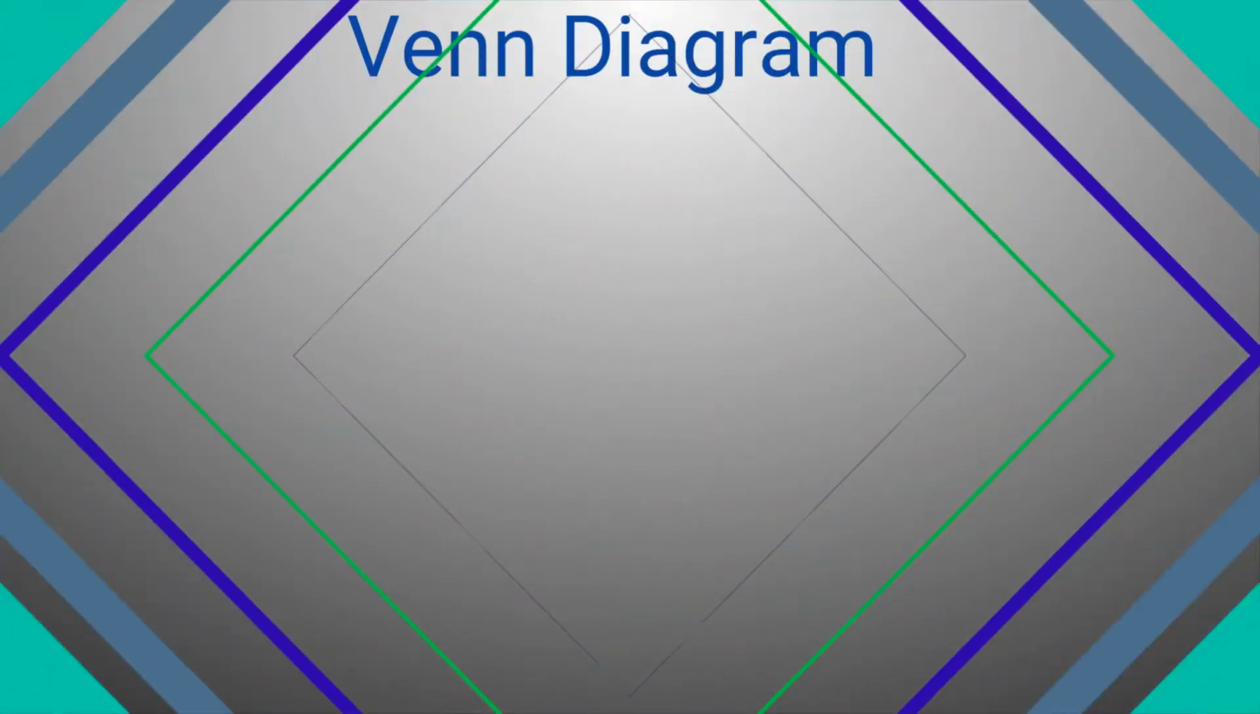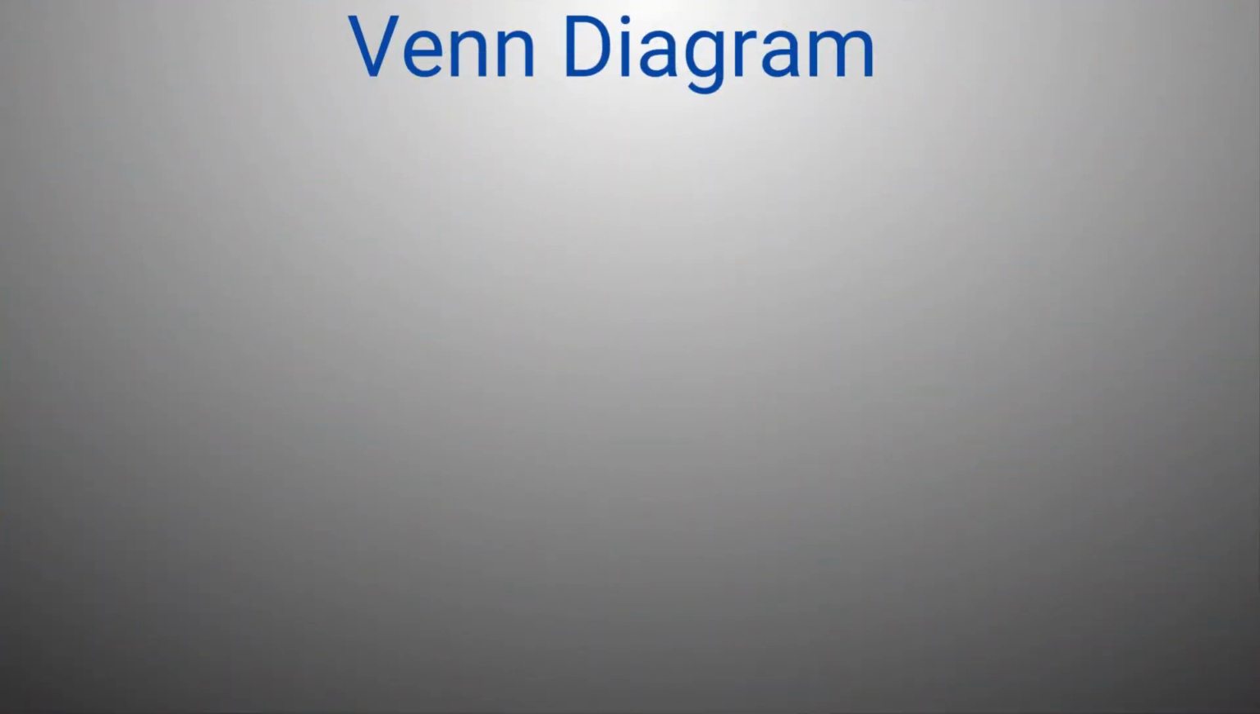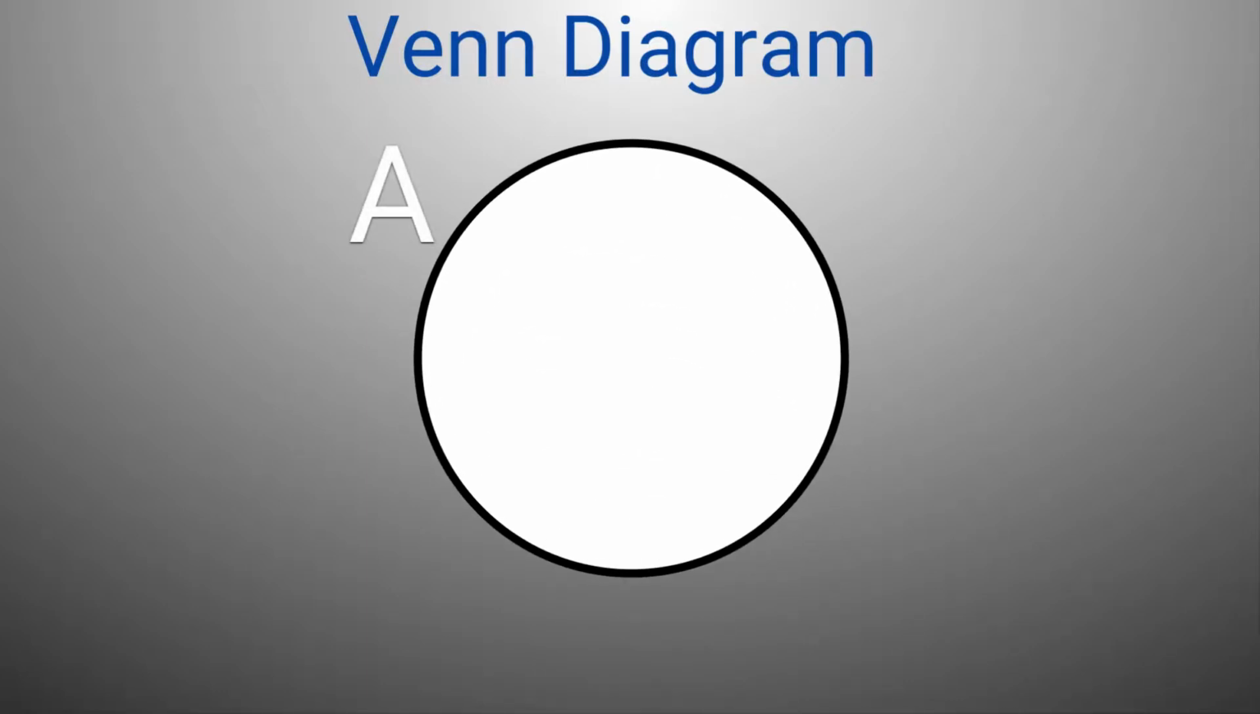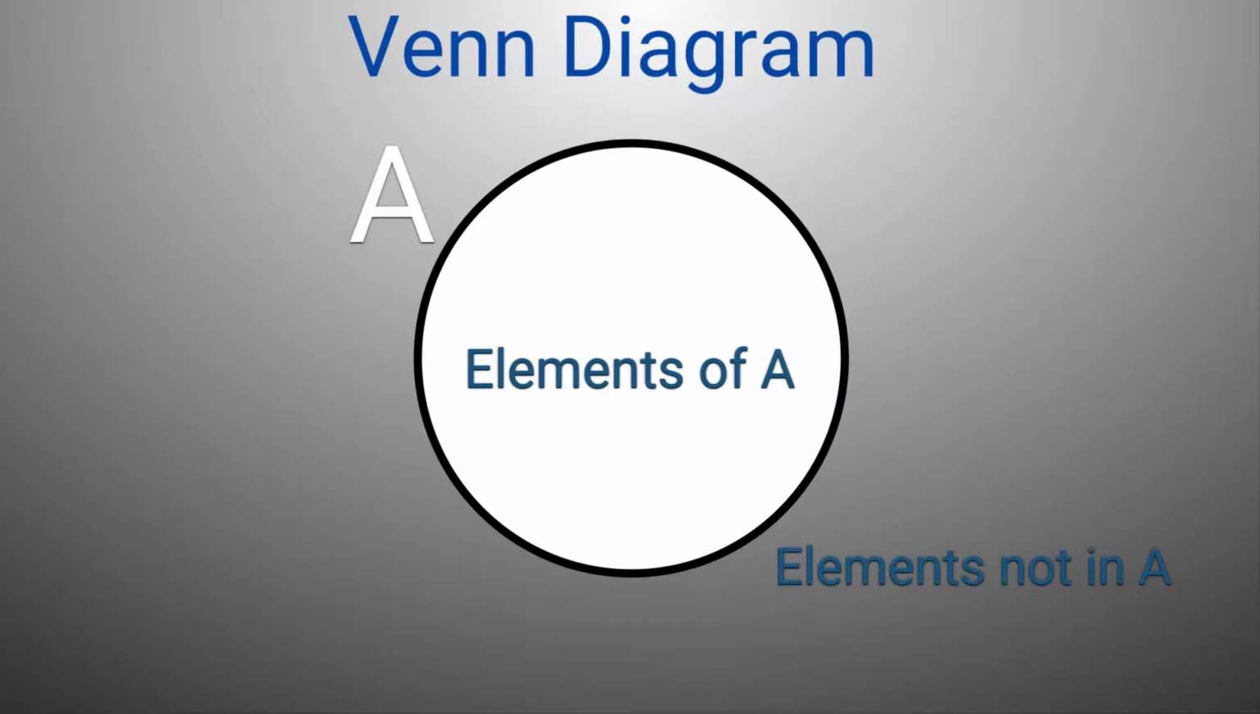A Venn diagram is a diagram that shows all the possible logical relations between a finite collection of different sets. In a Venn diagram, sets are usually represented by circles or other types of enclosed areas. The interior of the circle represents all the elements of the set. The exterior represents any elements that are not members of the set.